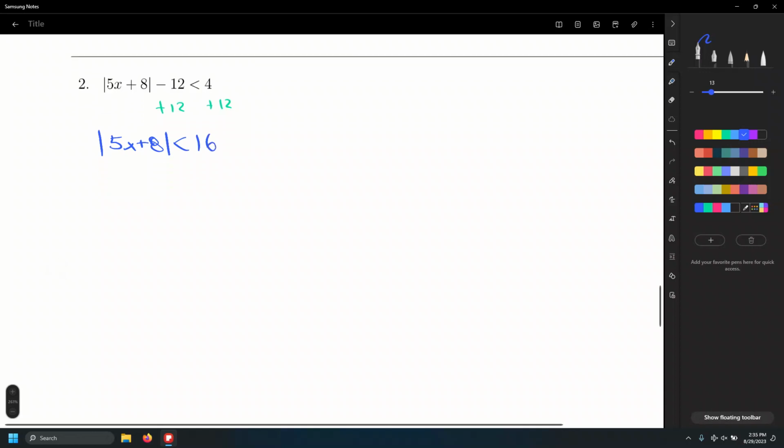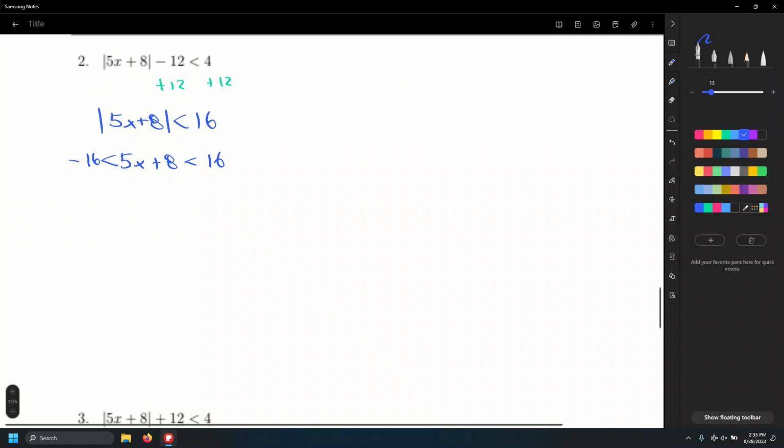So now we may go ahead and get rid of those absolute value bars like this. 5x plus 8 less than 16, but make sure to also make it greater than its counterpart, negative 16. All right? And then from here, just solve the three-sided inequality. That is, subtract the 8 on both sides. That's going to give us negative 24 less than only 5x, less than 16 minus 8.